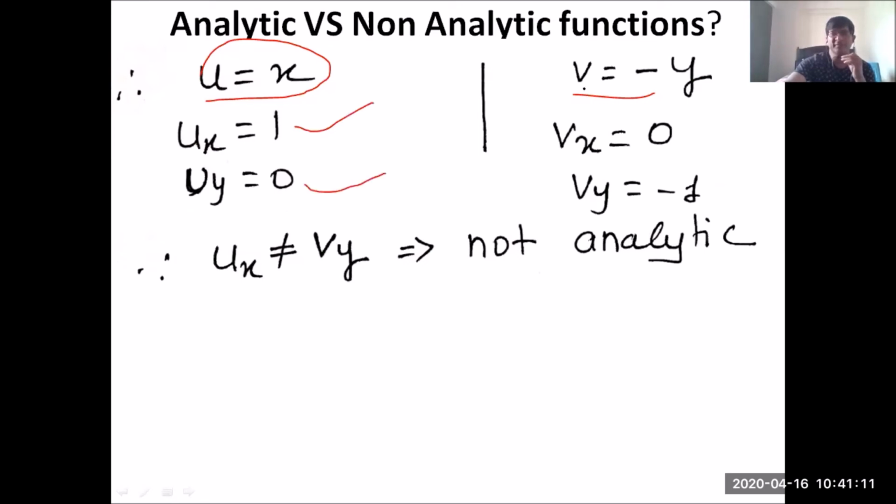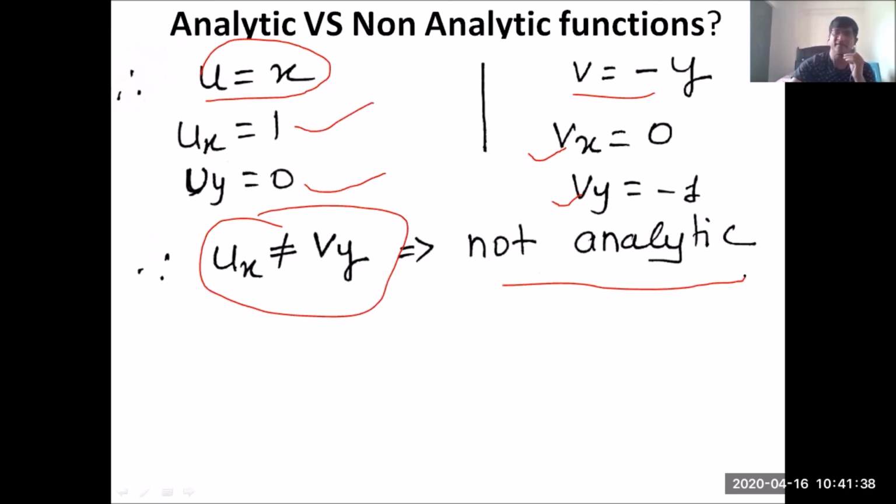And similarly for this part, differentiating it with respect to x gives 0, and differentiating with respect to y gives minus 1. So by looking at these conditions, we can conclude that ux is not equal to vy. As per the requirement that we defined, the CR equation is not satisfied, and therefore this is not an analytic function. So this is how we can show whether a given function is analytic or not.